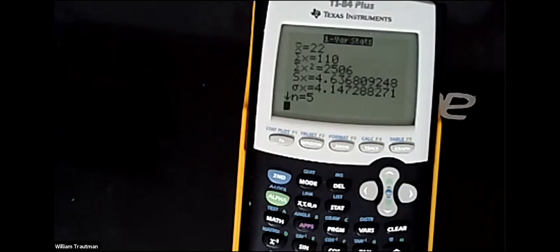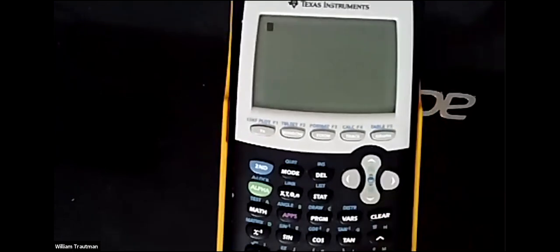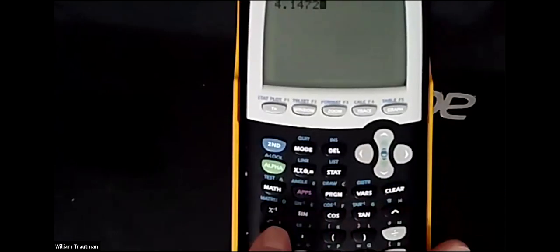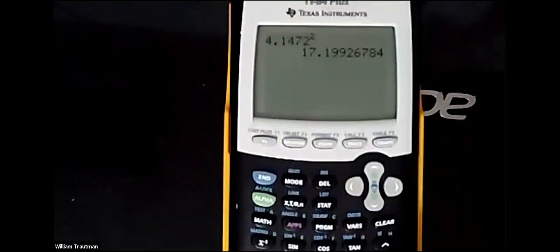4.1472. Remember that. The symbol is sigma squared, so we have to take the sigma and then square it. I am going to square it, or you can raise it to the 2nd power. The sigma, I'm going to square that. And this is what I get.